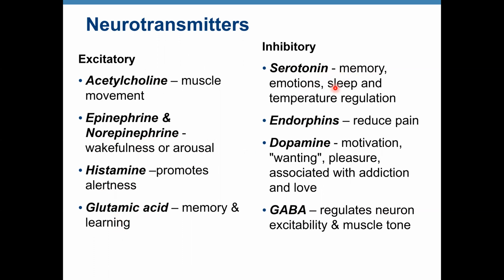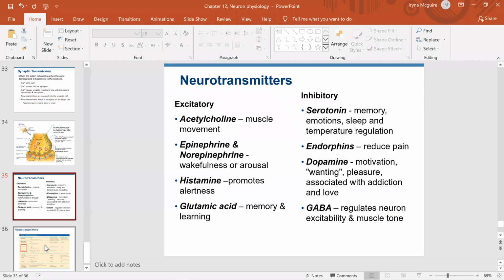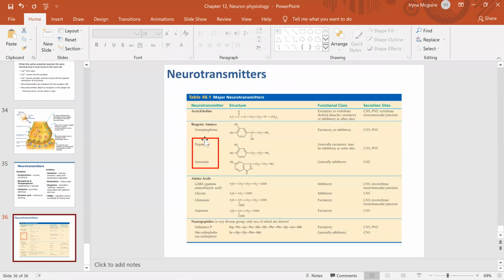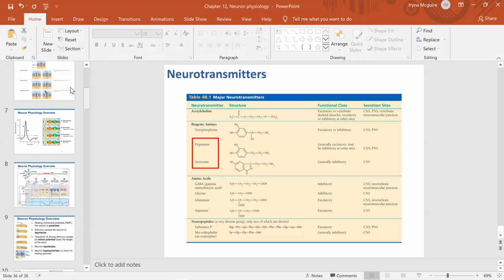Glutamic acid, memory and learning. Serotonin, memory, emotion, sleep, temperature regulation. Endorphins reduce pain. Dopamine gives you motivation, pleasure. GABA is regulation of excitability and muscle tone. So it's a very well-known inhibitory neurotransmitter. Right, and as the last slide, I just show you the structure of these neurotransmitters that you don't need to memorize.